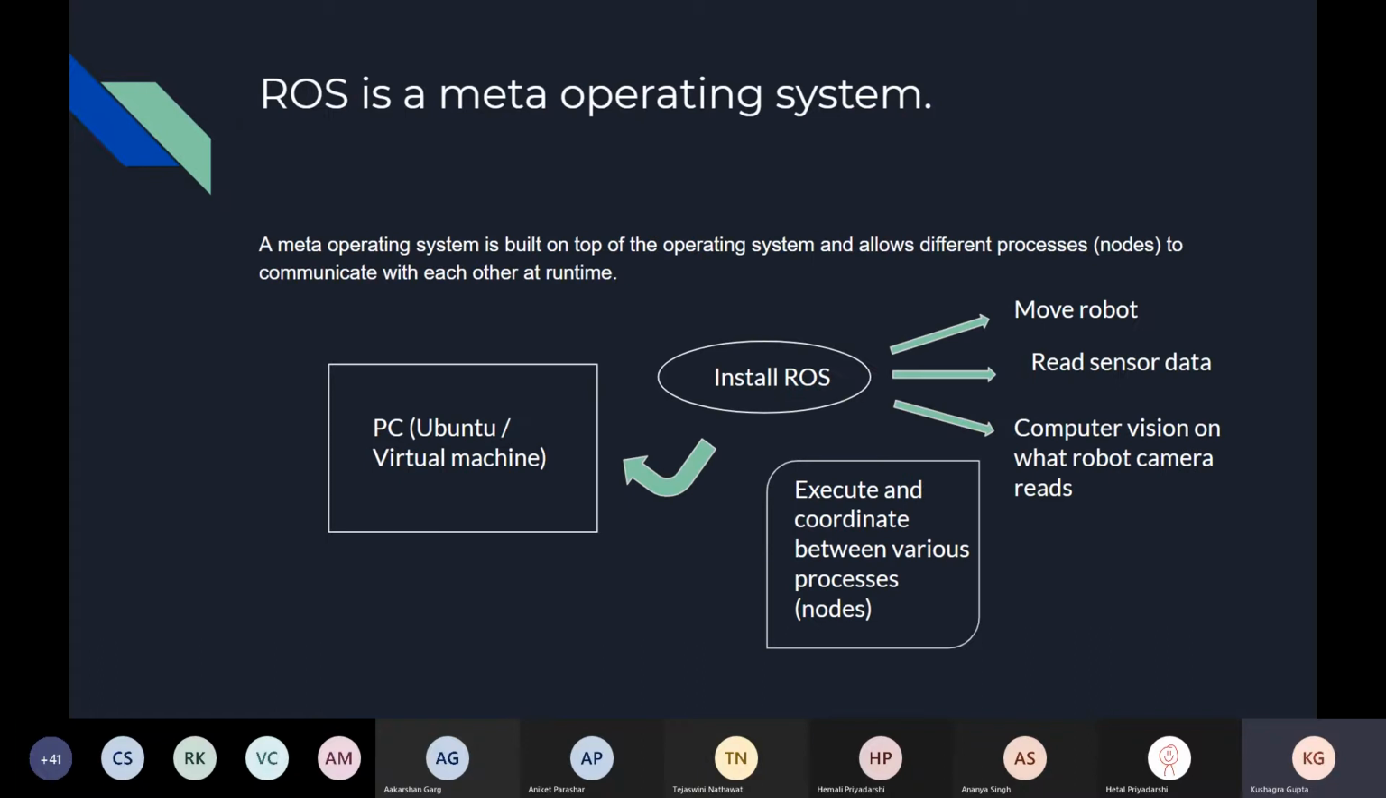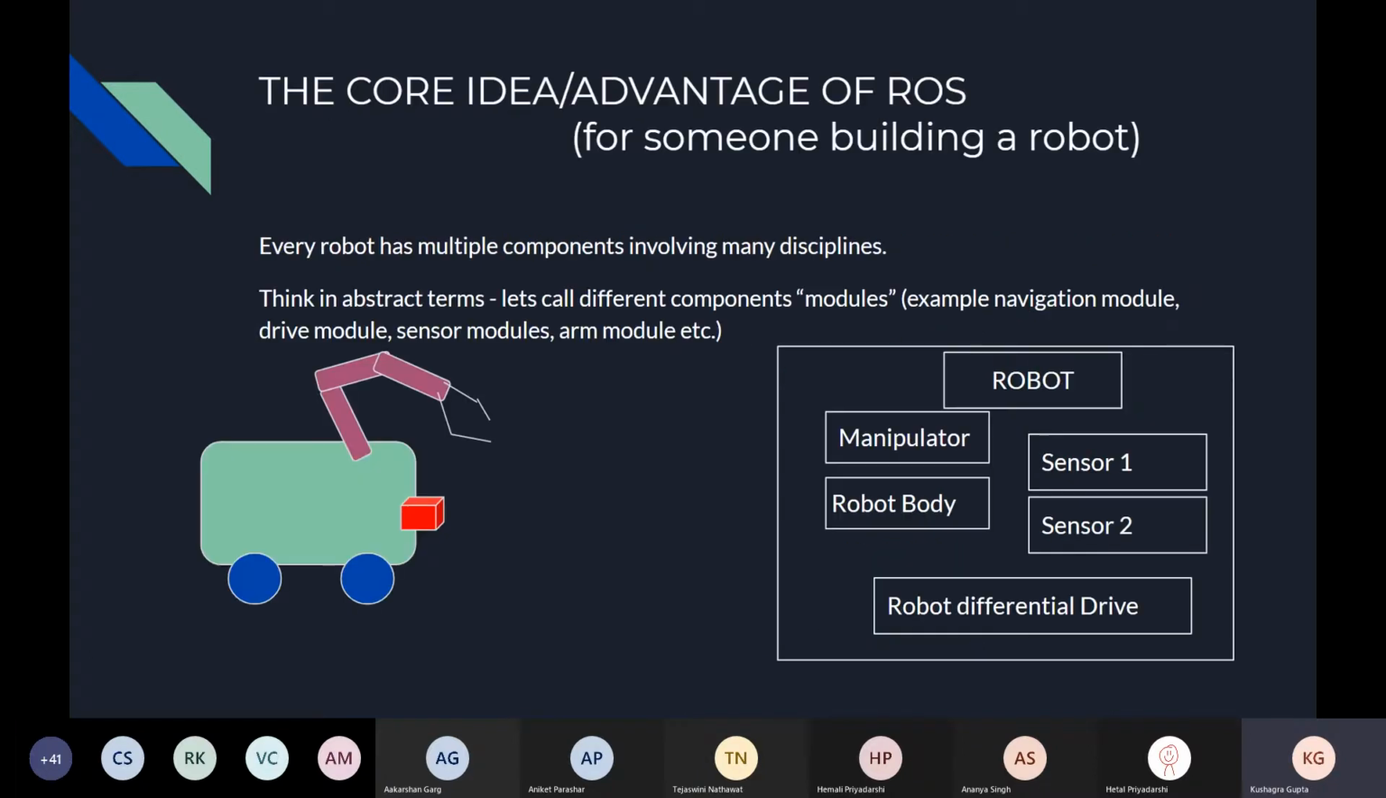Before we go into technical details about ROS, I think it's very important for you all to understand why we are stressing so much on ROS, and what exactly this idea of ROS is. So let's start thinking about it in very basic terms. I think you'll all agree with me that any robot which you might think of will have multiple components, and all of these components will have multiple disciplines, right?